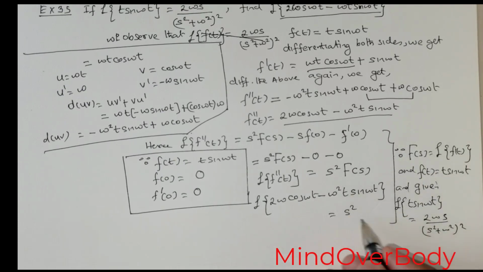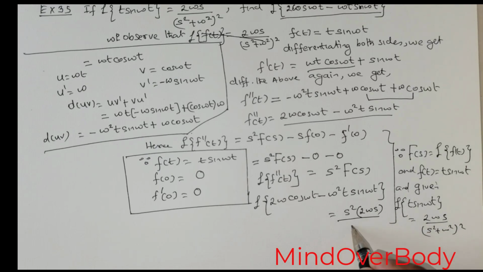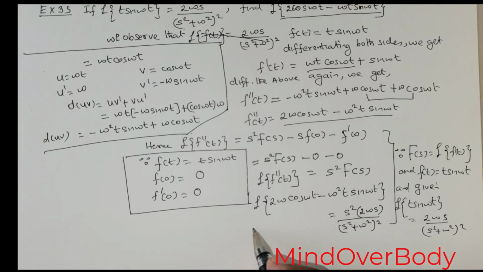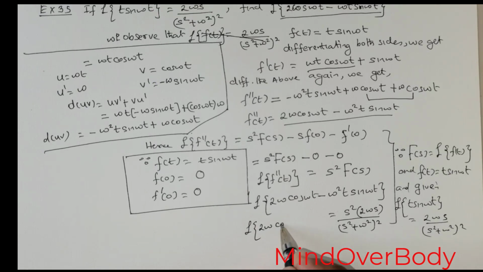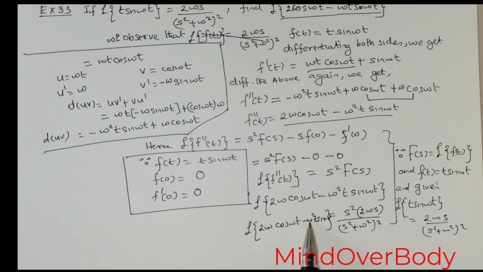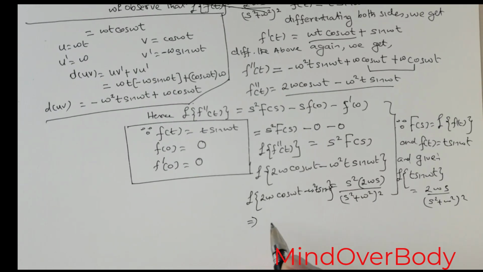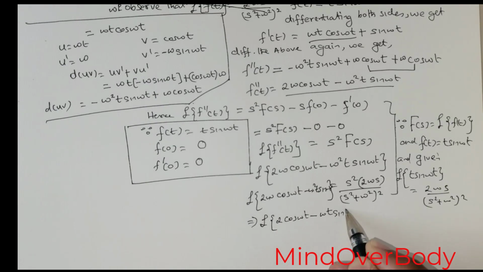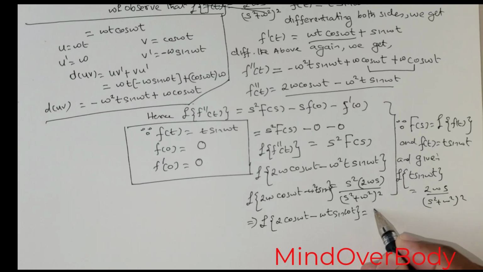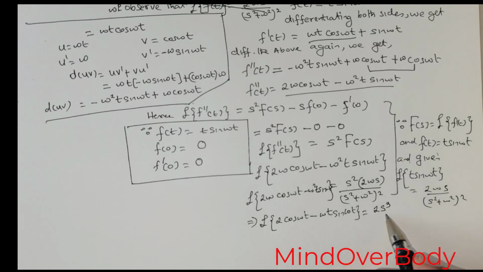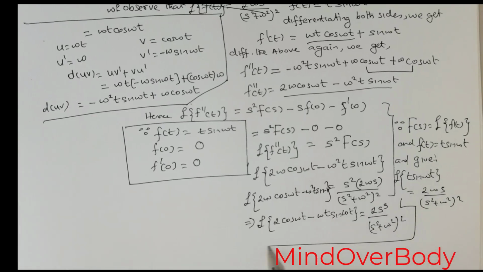So this is all for your understanding. Substitute that value. That's going to be s squared times 2 times omega s divided by s squared positive omega squared raised to the power of 2. Now on the left, we have 2 omega cos omega t negative omega squared t times sine omega t. Clearly there's omega on the left and omega on the right, so we can remove that. So the Laplace transform of 2 times cos omega t negative omega times t times sine omega t is equal to 2 times s cubed over s squared positive omega squared raised to the power of 2, which is the final answer.